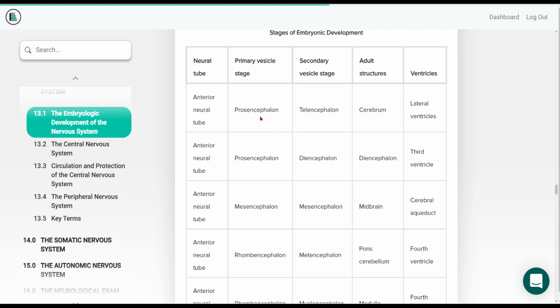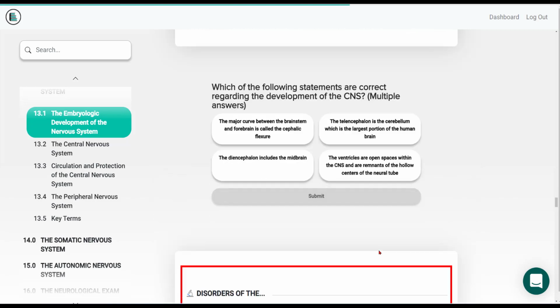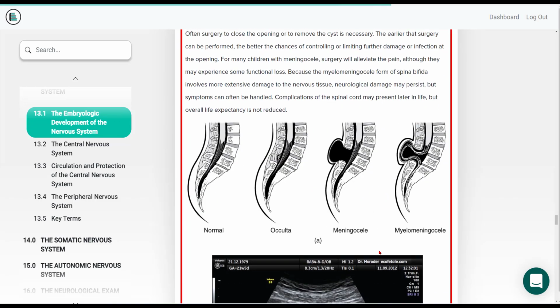This is table 13.1, which puts the different stages into a table. Again, the primary vesicle stages, the secondary stages, and what we find in the adult. The prosencephalon branches to become the telencephalon and the diencephalon. The telencephalon is the cerebrum. The diencephalon is better known as the thalamus and the hypothalamus. You can see the table here. It gives you just a different way of organizing the material that was described above. So that brings us to the end.